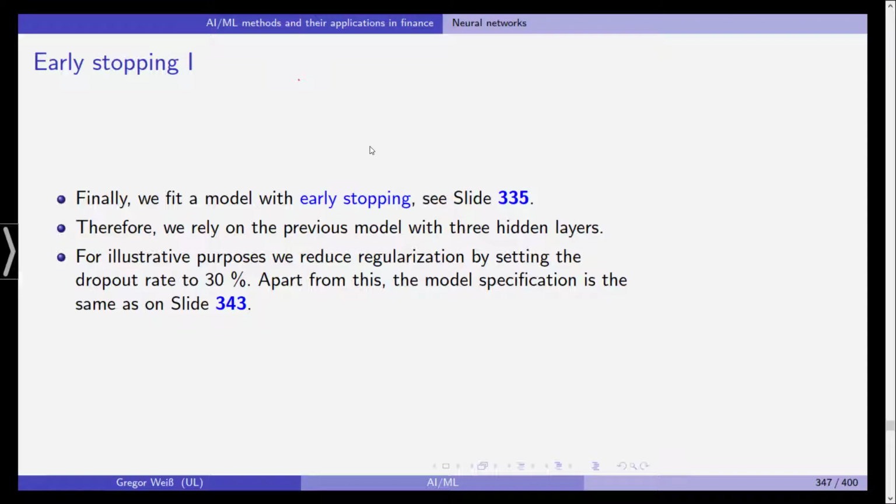And the second way of doing this is early stopping, which is a very simple procedure that actually decides when to stop the training of the data when overfitting starts to come in. So we now want to fit a model with early stopping. You can go back to slide 335 to see what early stopping is. I just explained it. We again rely on the previous model from the previous video, the multi-layer perceptron with 3 hidden layers. And for illustrative purposes, we reduce regularization by setting the dropout rate to 30%. Apart from this, it's the same model specification as before.